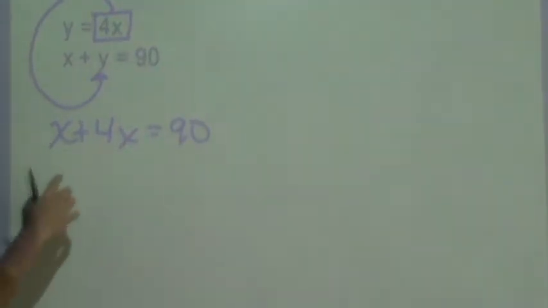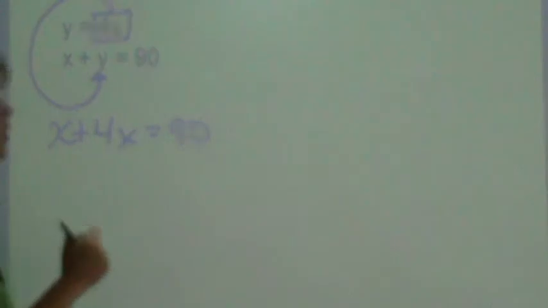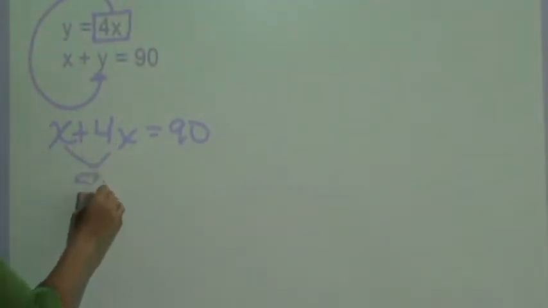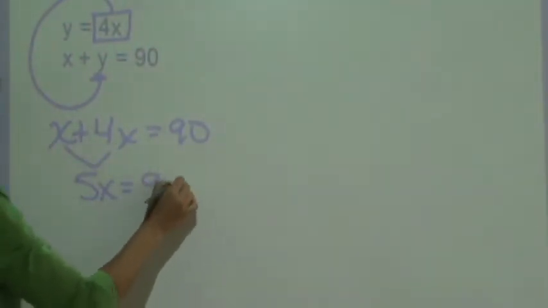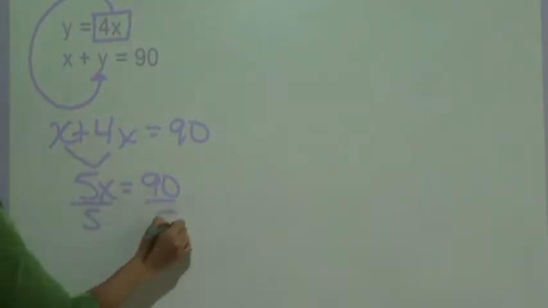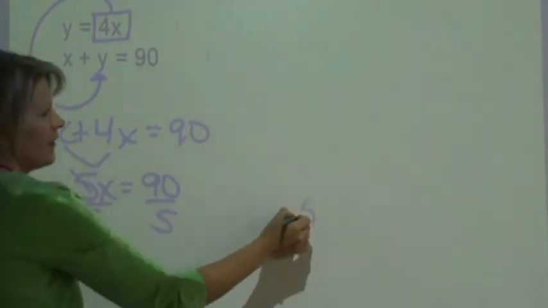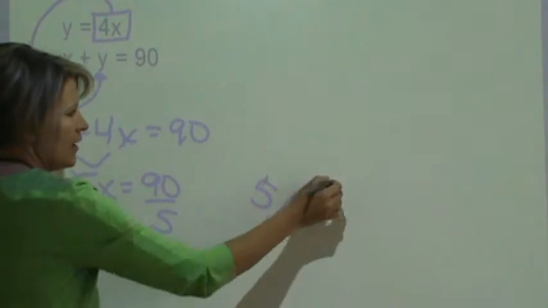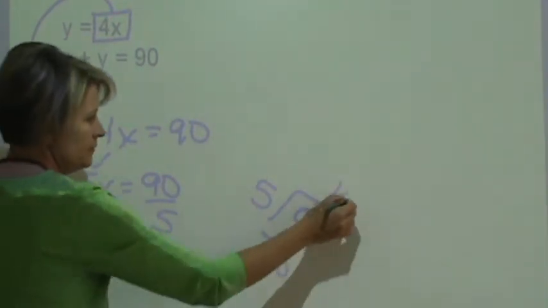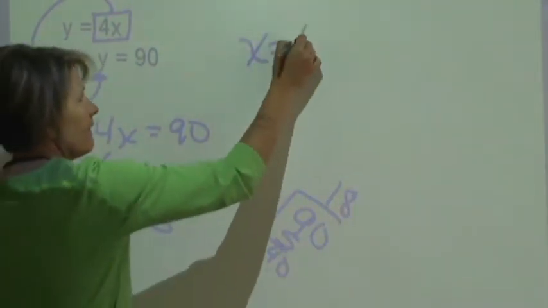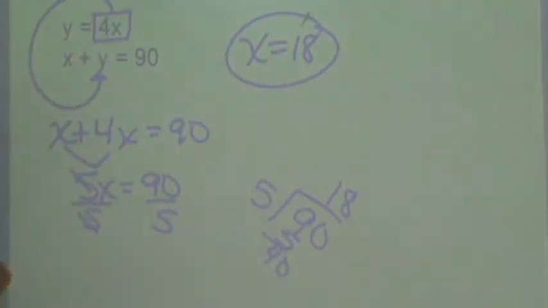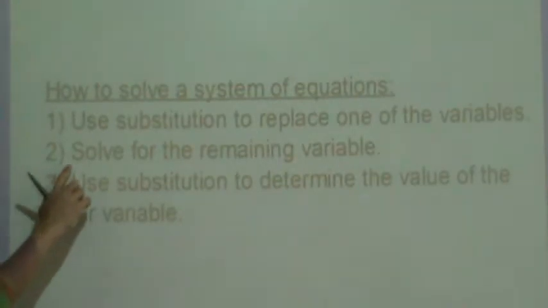Okay, and what this does for us is now we only have one variable, so we can go ahead and solve it. x plus 4x is 5x equals 90, divide by 5, just like we've been doing. So 90 divided by 5 is 18. Okay, so x is 18.